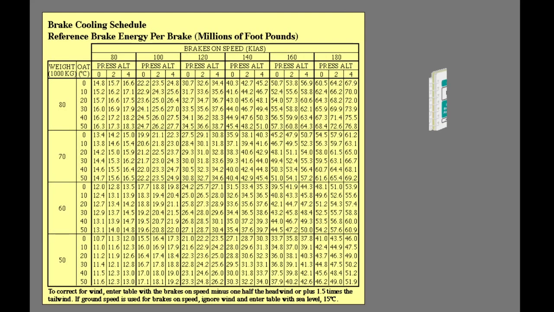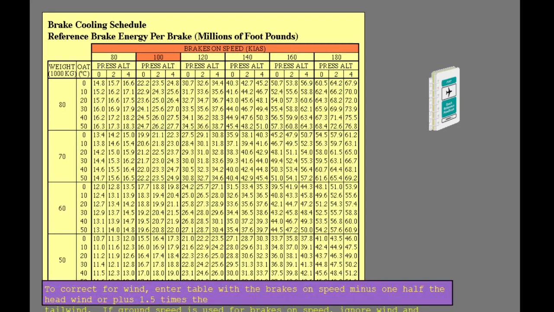The first QRH brake cooling schedule table is entered with brakes on speed, airplane gross weight, airport pressure altitude up to 4,000 feet, and outside air temperature to determine reference brake energy per brake based on a single stop with all brakes operating. Note that the brakes on speed used in the table may be based on either indicated airspeed adjusted for wind or ground speed. The brakes on indicated airspeed during landing will normally be 5 to 7 knots lower than the approach speed when recommended braking procedures are followed.